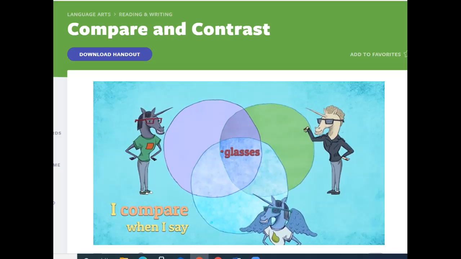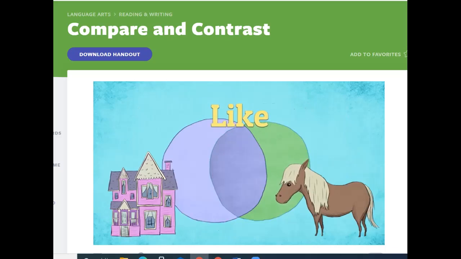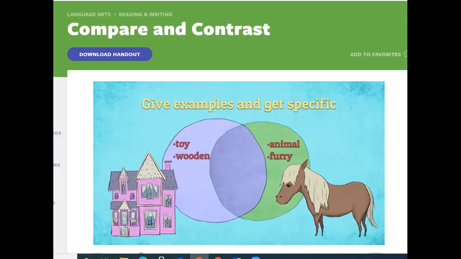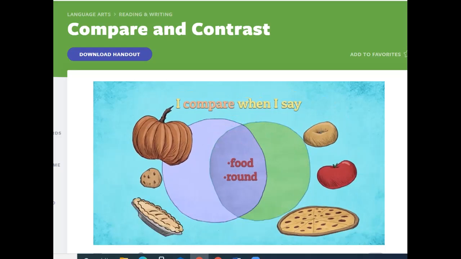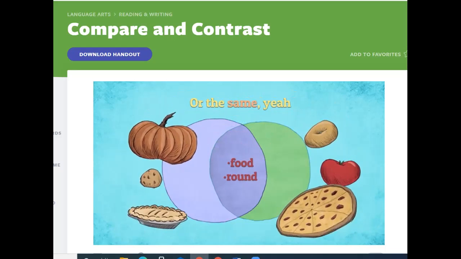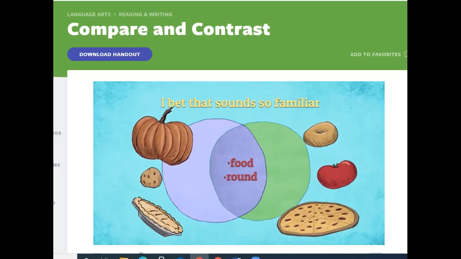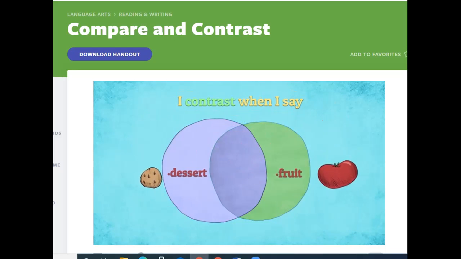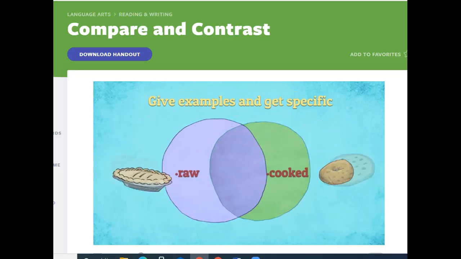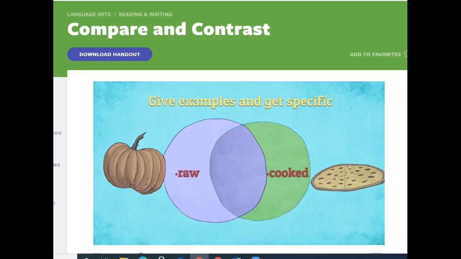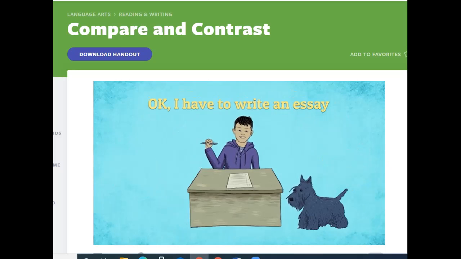I compare when I say how things are similar, like dollhouses and ponies, both miniature. I contrast when I say how things are different, give examples and get specific. You get it? I compare when I say how things are similar or the same. Yeah, I bet that sounds so familiar. I contrast when I say how things are different, give examples and get specific.